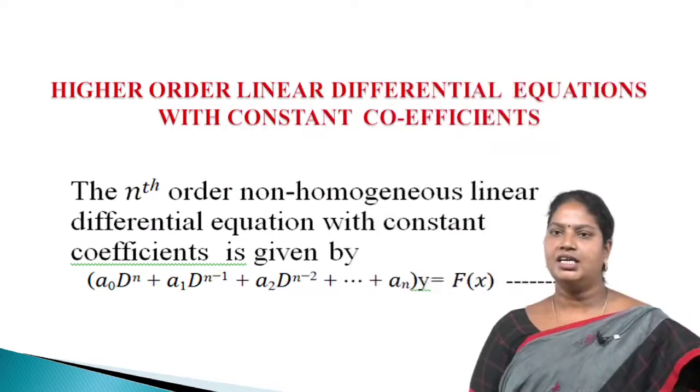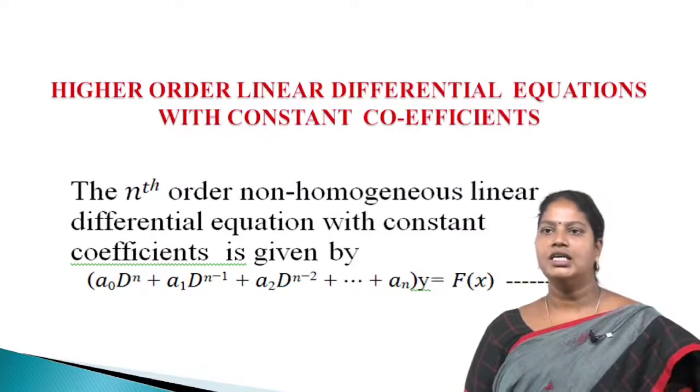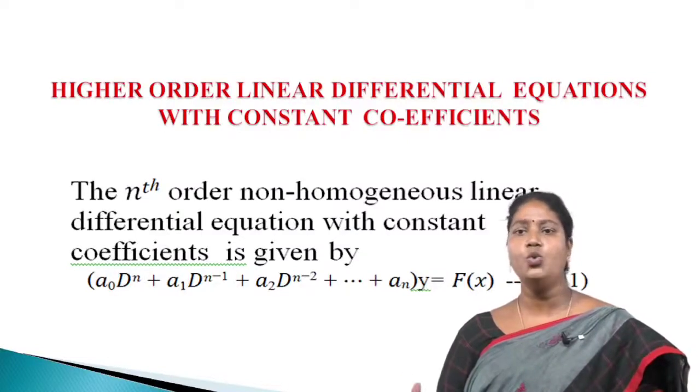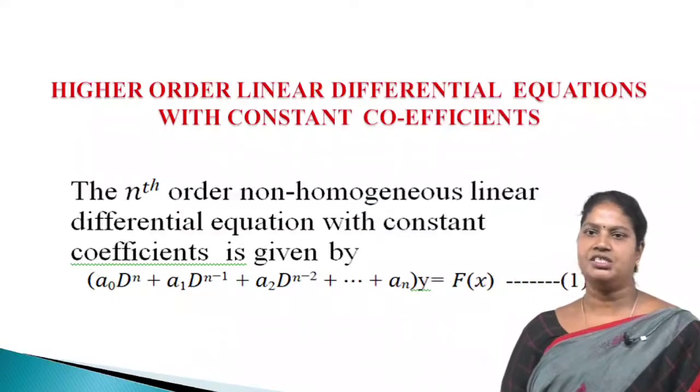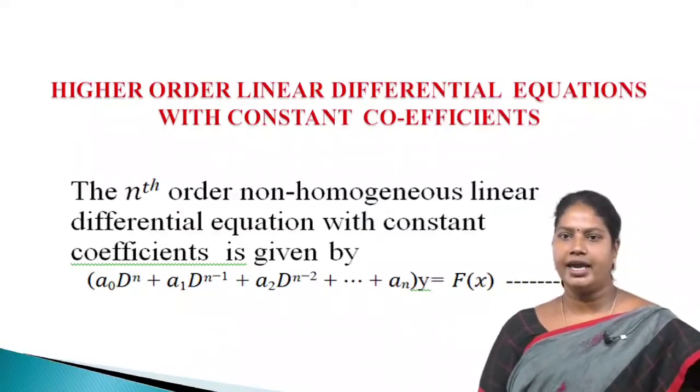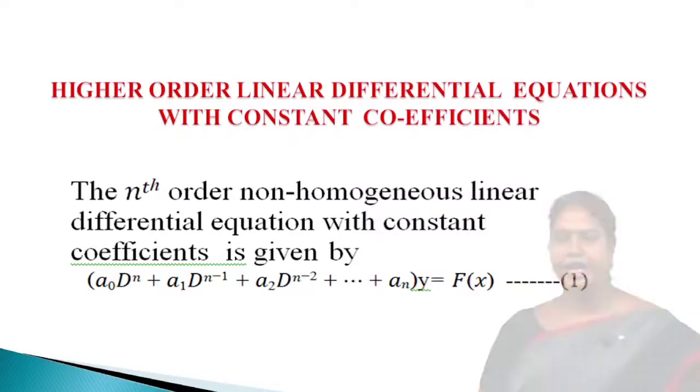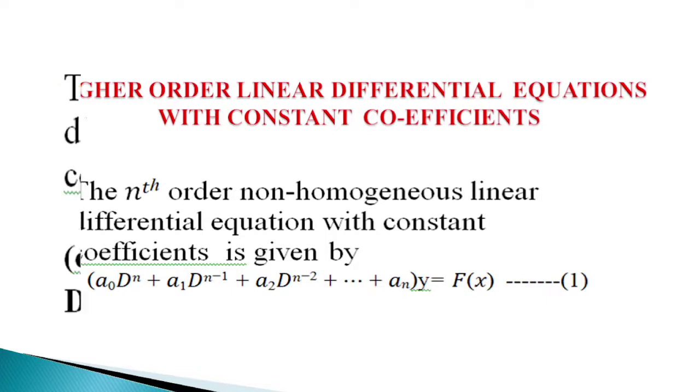Now, we will see the definition of higher order linear differential equations with constant coefficients. The nth order non-homogeneous linear differential equation with constant coefficients is given by the relation (a0 Dⁿ + a1 Dⁿ⁻¹ + a2 Dⁿ⁻² + ... + an)y = f(x). Let us denote this as equation number 1.